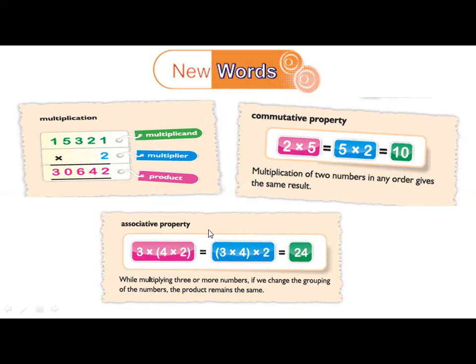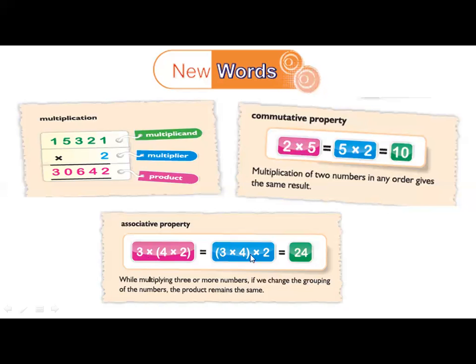And next, the third image is associative property. While multiplying 3 or more numbers, if we change the grouping of the numbers, the product remains the same. Look at the example, 3 into bracket of 4 into 2. If you exchange the bracket, that is the grouping, bracket of 3 into 4, into 2, the answer is 24.